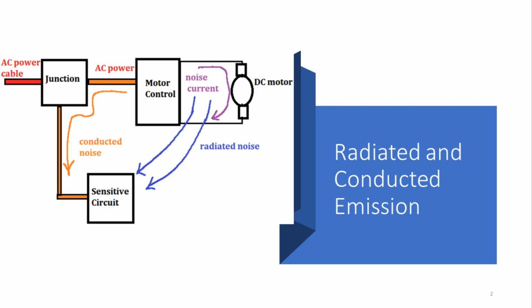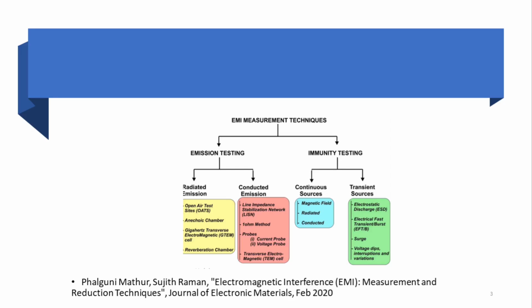Then some of the noise could be transmitted by the wirings acting like transmitting antennas. It will be radiated into air, and sensitive circuit will pick it up, and this kind of noise is called the radiated interference, which is marked in blue. So this is a typical example of radiated and conducted emission.